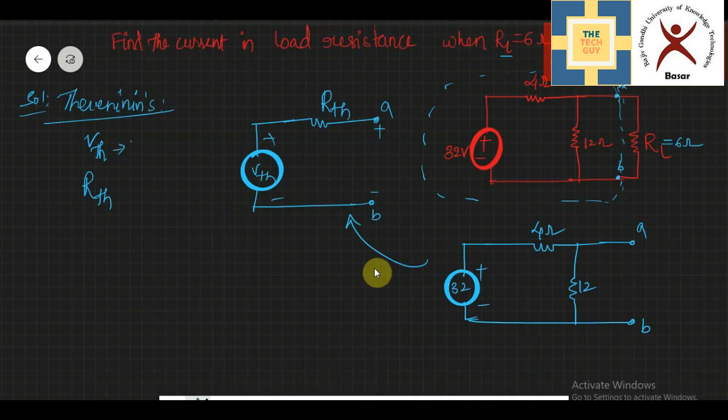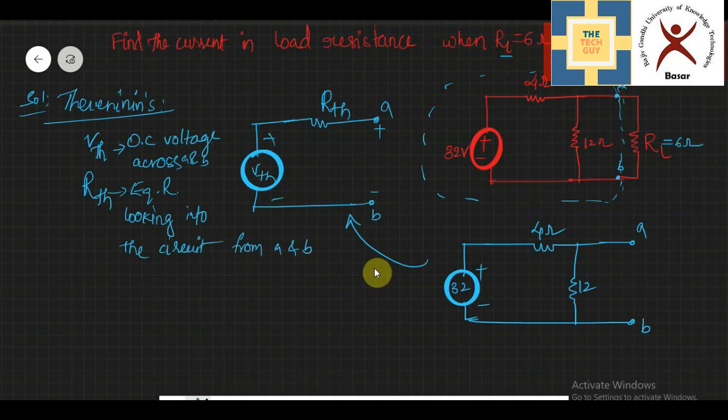VTH is nothing but open circuit voltage across A and B terminals, and RTH is the equivalent resistance looking into the circuit from A and B terminals. I hope you understand this. So we need to find VOC here, that is open circuit voltage across these two terminals. And RTH is nothing but Thevenin's resistance looking into this circuit when independent sources are turned off.